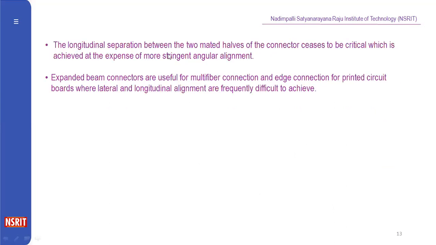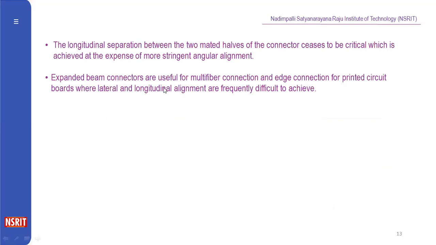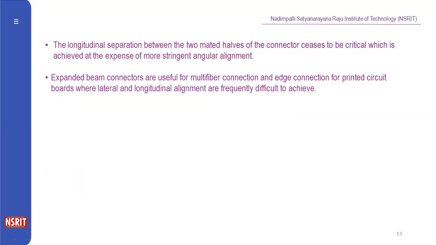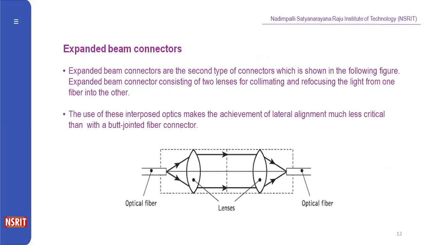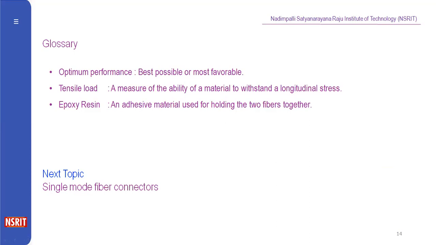The longitudinal separation between the two mated halves of the connector ceases to be critical, which is achieved at the expense of more stringent angular alignment. Here the angular alignment should be maintained. Expanded beam connectors are useful for multi-fiber connection and edge connection for printed circuit boards, where lateral and longitudinal alignment are frequently difficult to achieve. Where there is difficulty in achieving the lateral and longitudinal alignments, we can use expanded beam connectors. With the help of a lens, we can align the waveforms.